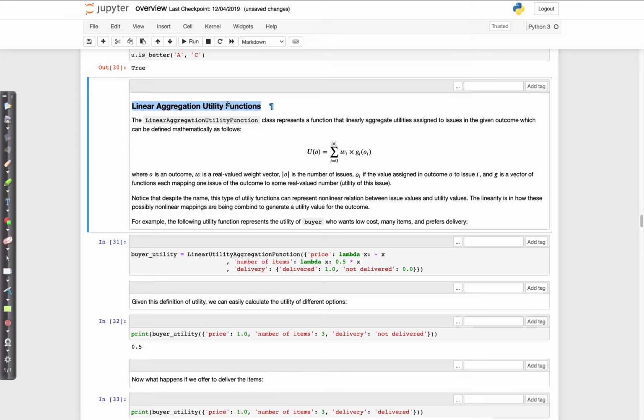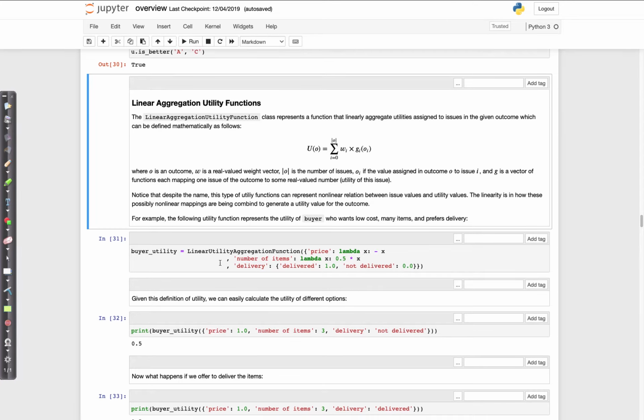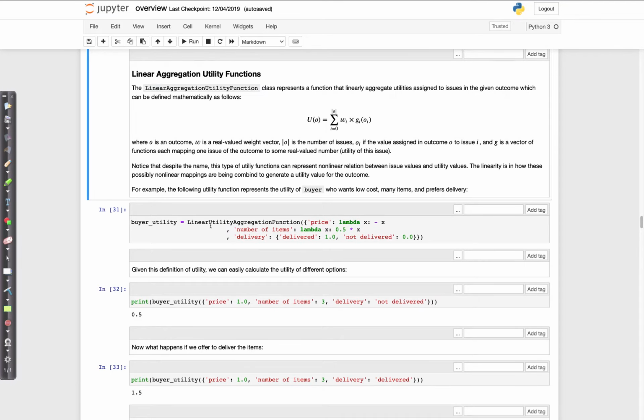It's called linear aggregation utility function because it's very important. In the linear aggregation utility function, the utility of an outcome is defined as just a sum of some weights multiplied by some function applied to each issue value. So if I have 3 issues, for example, there are 3 functions that map these 3 issue values into numbers. These numbers are then multiplied by weights, and that gives you the utility function. This type of utility function is used in a lot of research, and you can find it everywhere. It's supported internally in both Genius and NegMAS.